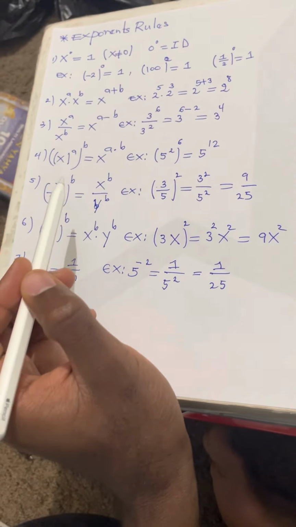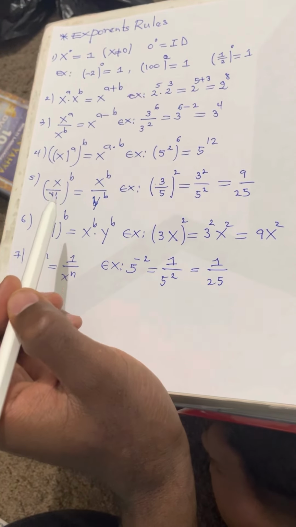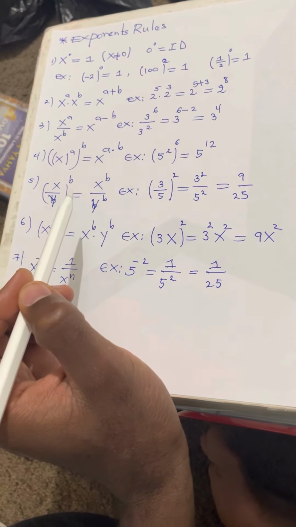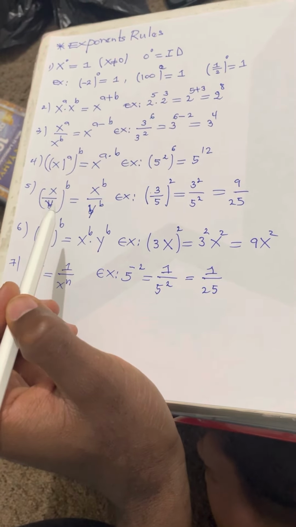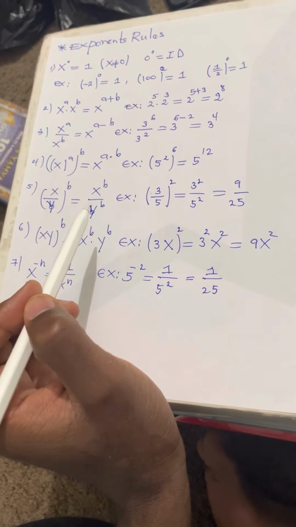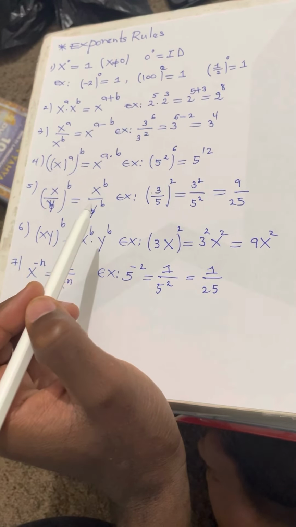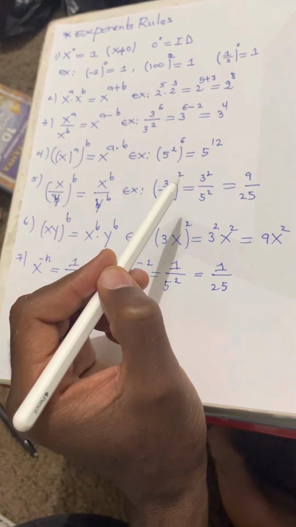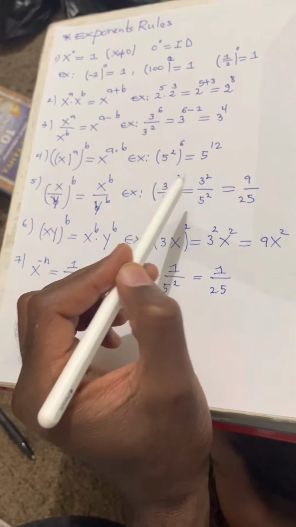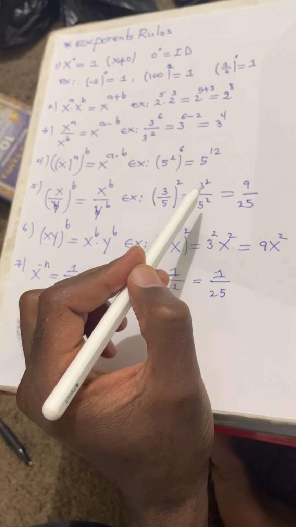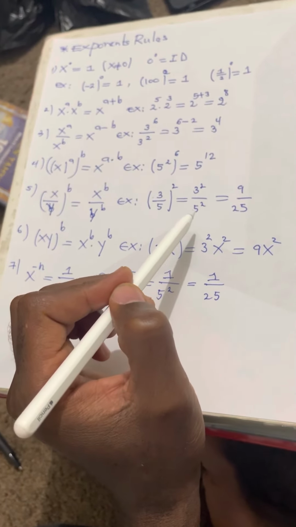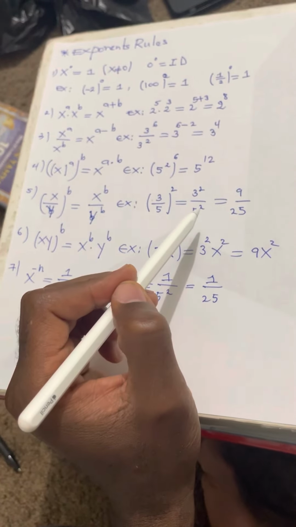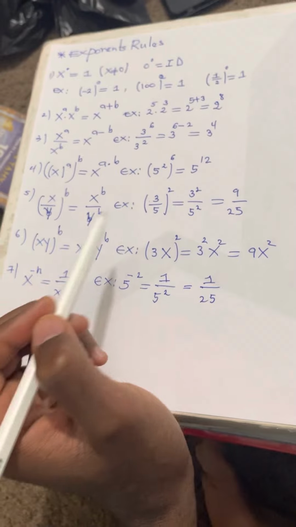What about if you have two different bases when you divide them? You share the exponent at that moment. x divided by y, all to the power b, is going to be x to the power b over y to the power b. For example, if I have 3/5 all to the power 2, you share the power between them, so that would be 3 to the power 2 over 5 to the power 2. 3 to the power 2 is 3 times 3, which is 9. 5 to the power 2 is 5 times 5, which is 25.